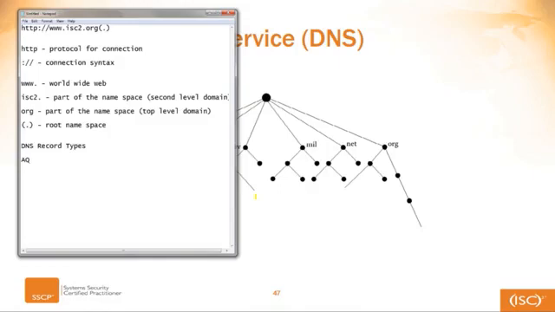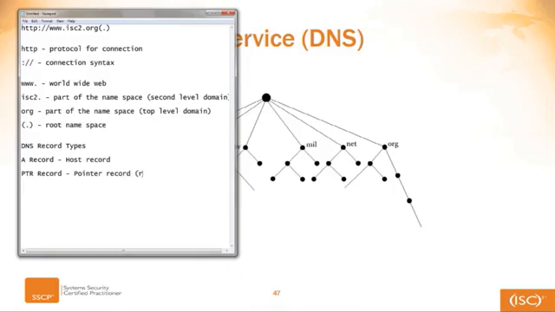All right, so we have what's known as an A record. An A record is a host record. It's one of the most common types of records that we have in DNS. We also have a PTR record. PTR record is short for pointer record.